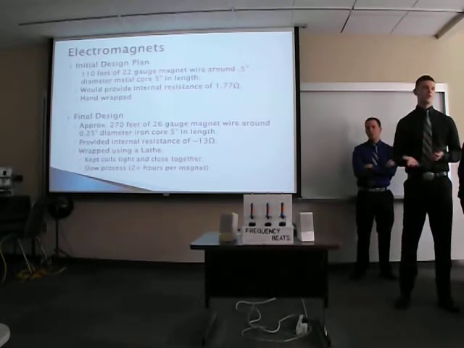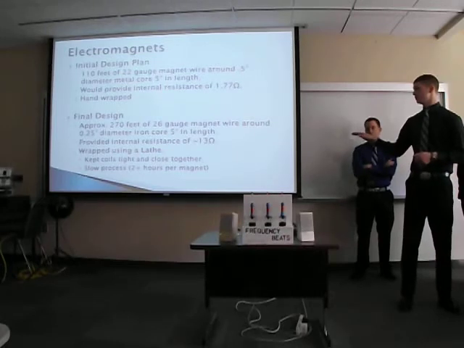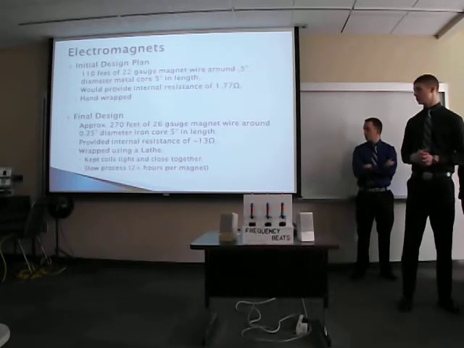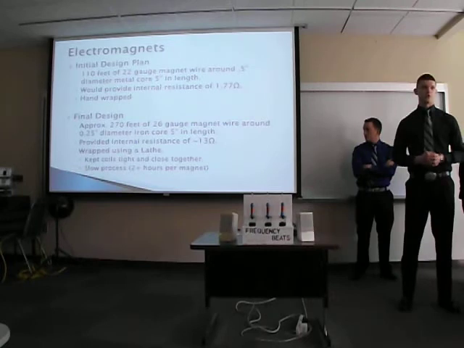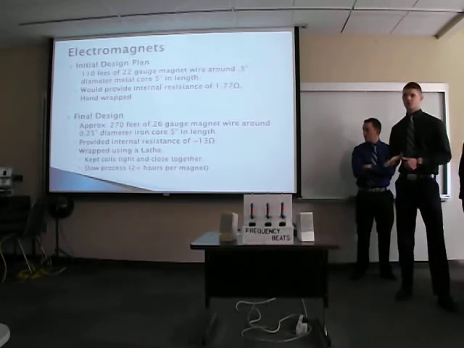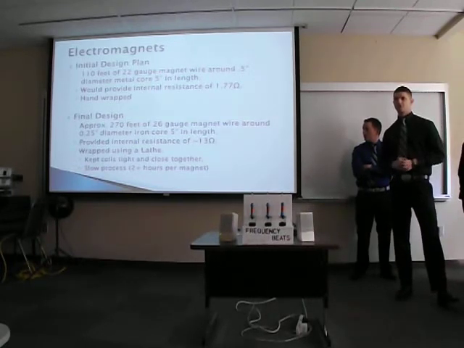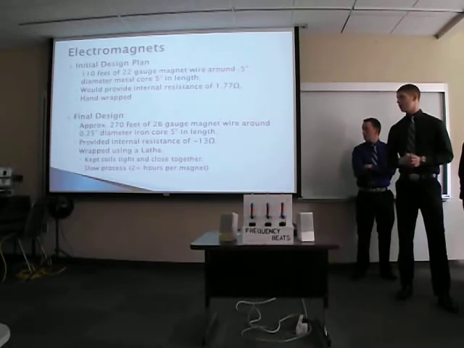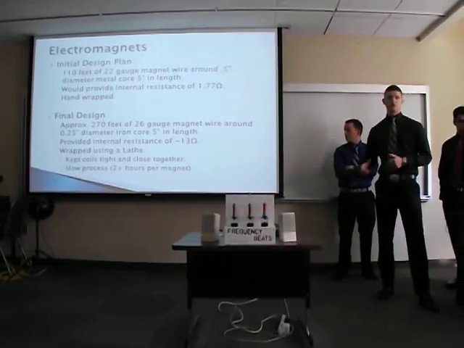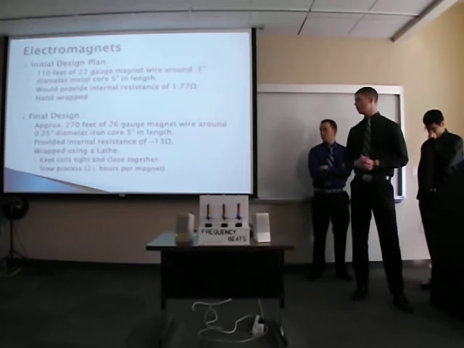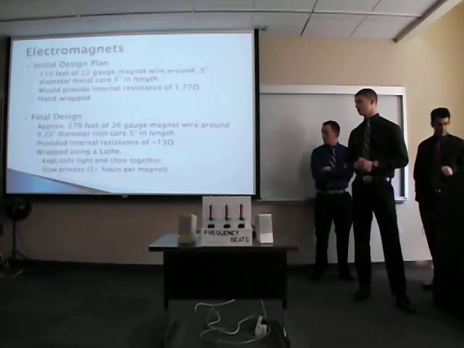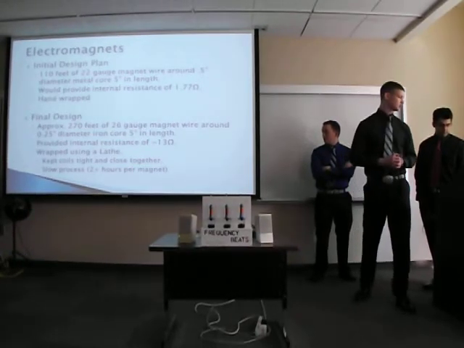What our final design wound up being was 270 feet of 26 gauge magnet wire wrapped around a 1/4 inch diameter iron core, still 5 inches in length. This gave us a total internal resistance of approximately 13 ohms on each magnet. We wound up wrapping these using a lathe as opposed to hand wrapping them, and that kept the coils tighter and closer together, though it was a slower process.